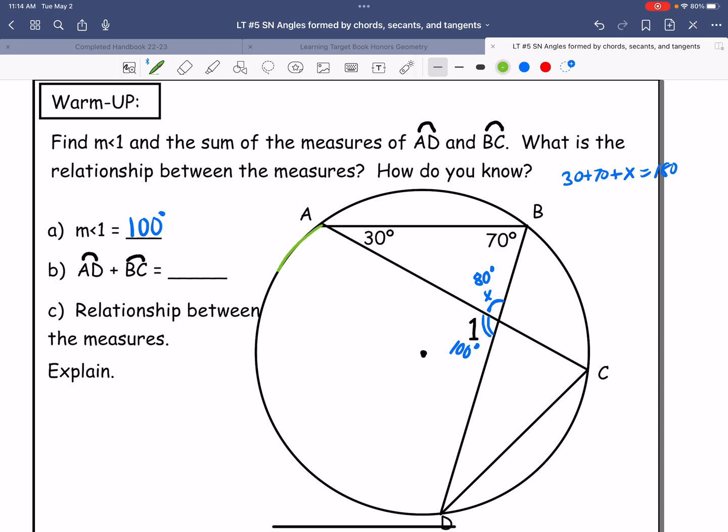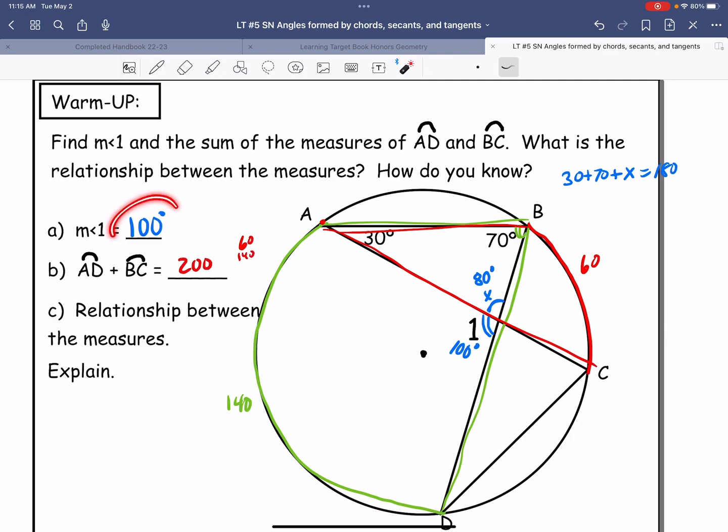Now, to get the arc AD, notice the inscribed angle. If you pull that back, you connect these guys. You get the inscribed angle of 70. So this must be twice that, 140. And to get the arc BC, we can see that 30 opens up to that. It's an inscribed angle because the vertex is on the circle. So this is 60. So if we add these two together, 60 plus 140 gives us 200.